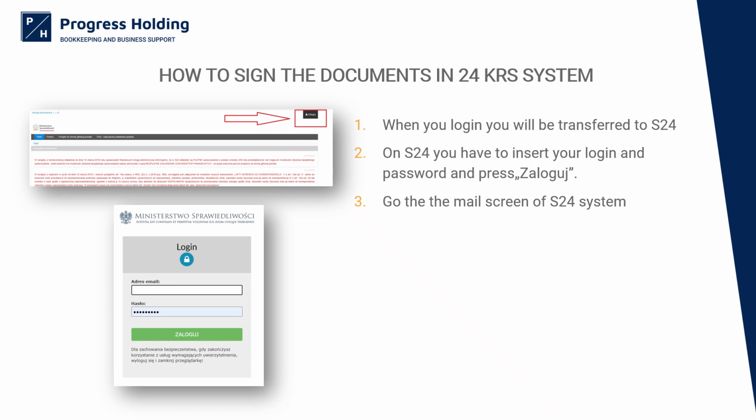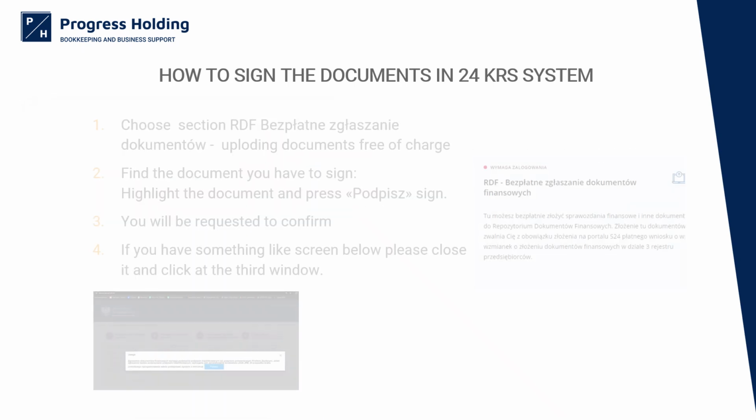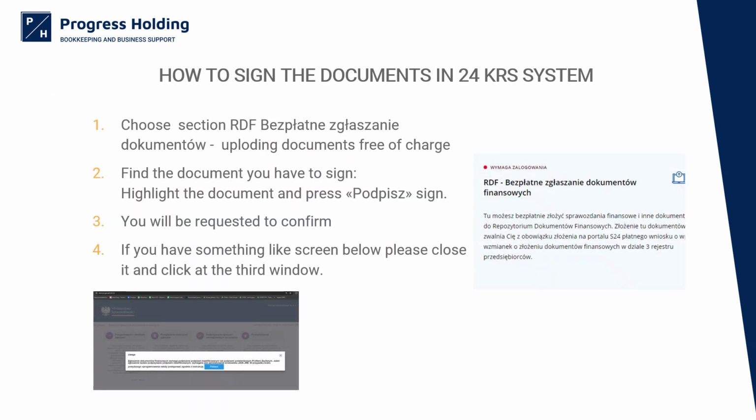When you log in, you will be transferred to the S24 site. On the S24 system, you have to insert your separate login and password for S24 and press Sign In. Go to the main screen of the S24 system. Click at RDF, Free Reporting of Financial Documents. Find the document you have to sign. Highlight the document and press Sign.